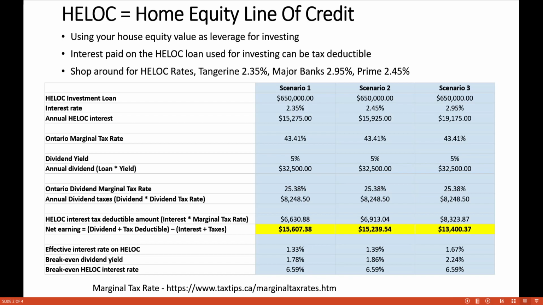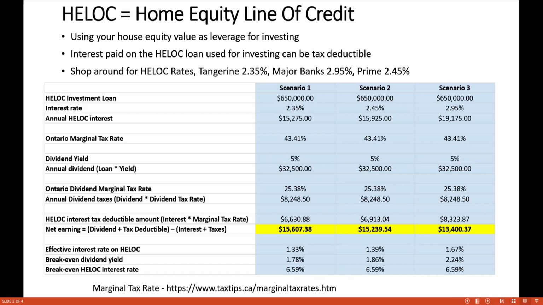The Ontario dividend marginal tax rate for myself is 25.38%. And again, check the taxtips.ca website to get your dividend marginal tax rate. When you apply the formula dividend times dividend tax rate, you get your annual dividend taxes that you will have to pay on your annual dividend. So for my scenario 1, it is $8,248.50 I will have to pay in taxes.